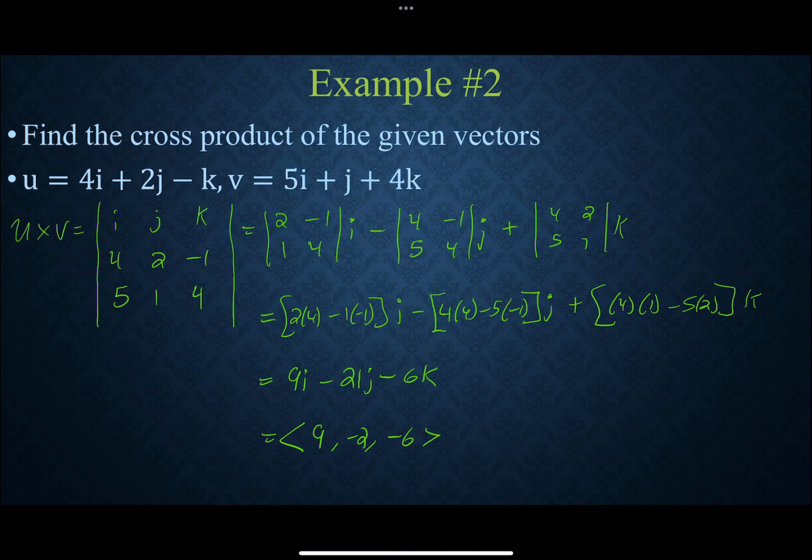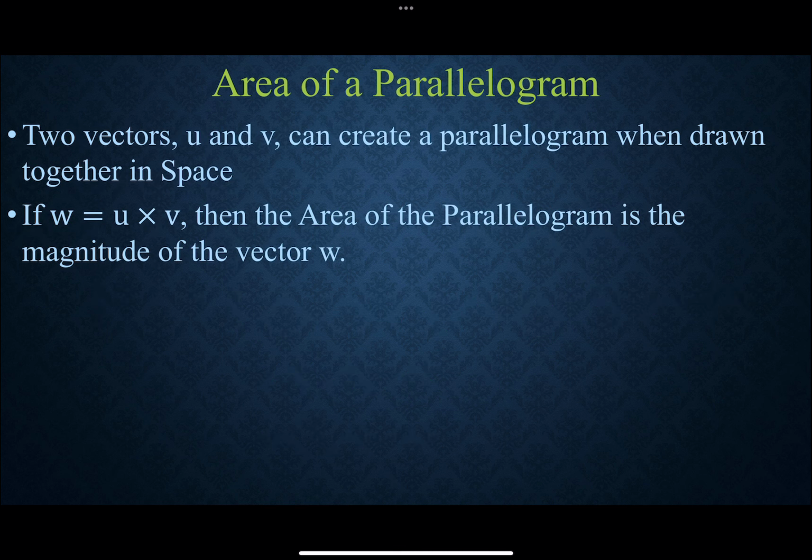There are other ways, but this just works out much better. Now, there's two applications for these cross products. Turns out, if we create a parallelogram, which is what typically happens when you have two vectors, u and v, and draw it together, their cross product turns out to give the area of the parallelogram, simply being the magnitude of that cross product right there.